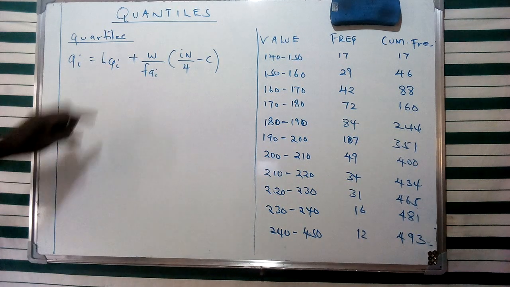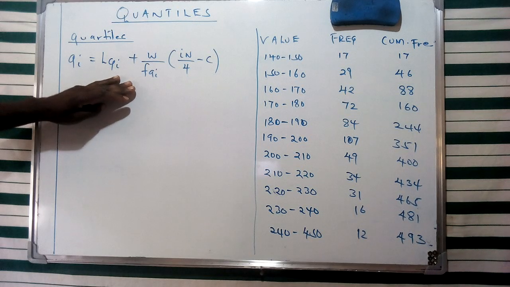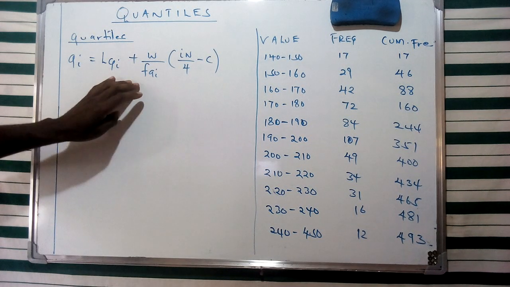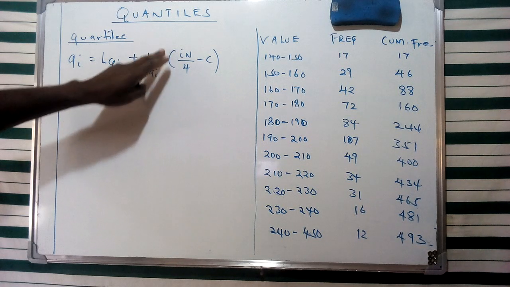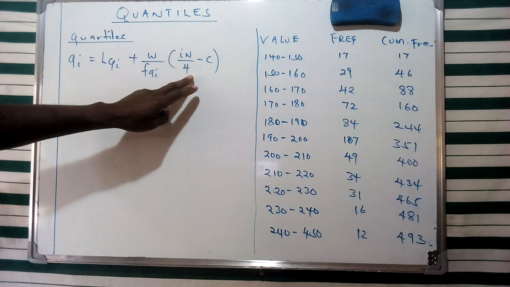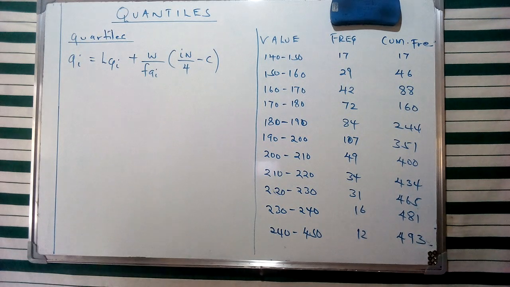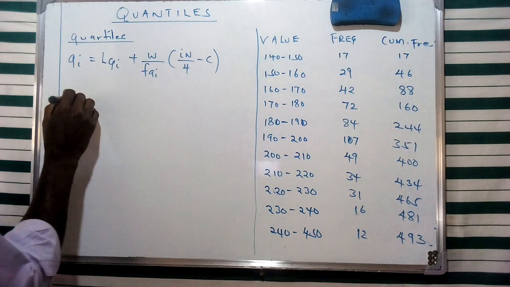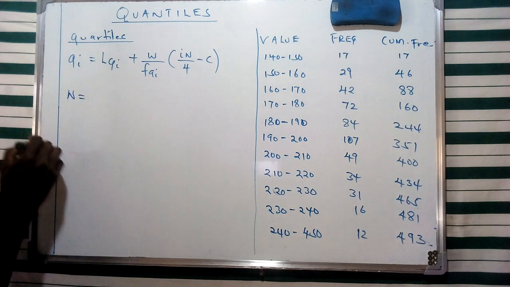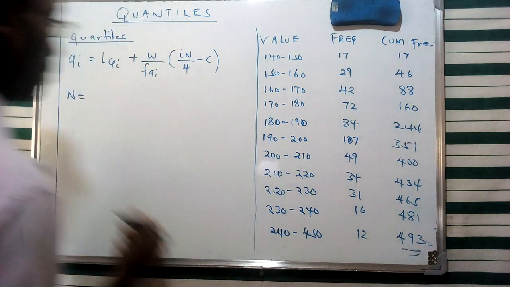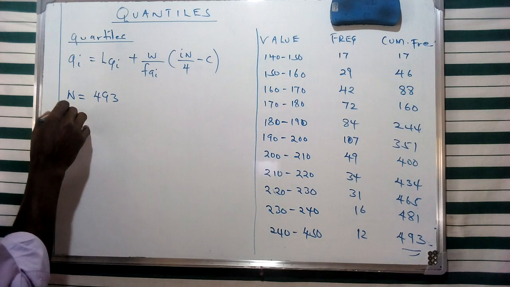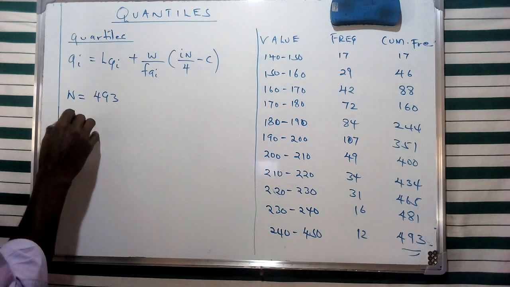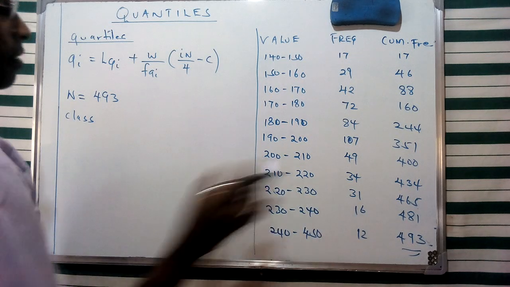So it is important for us to identify the various aspects: the lower class boundary, which we have been given, the class size, the frequency, the number of observations, and the cumulative frequency preceding the quartile class. In this case, our n is given by the total cumulative frequency, which is 493. And we're going to identify the quartile class from this specific set of data.